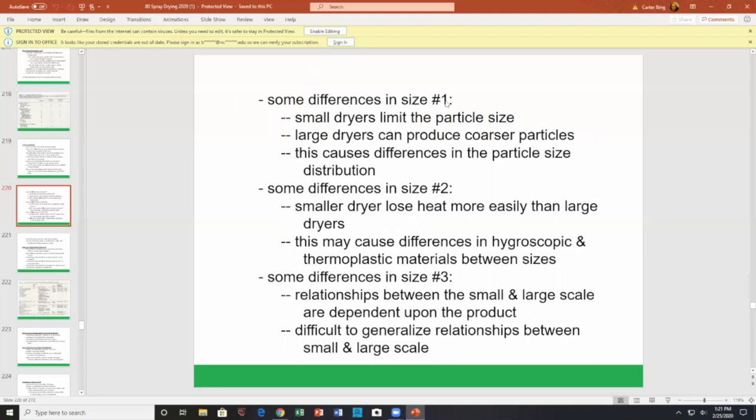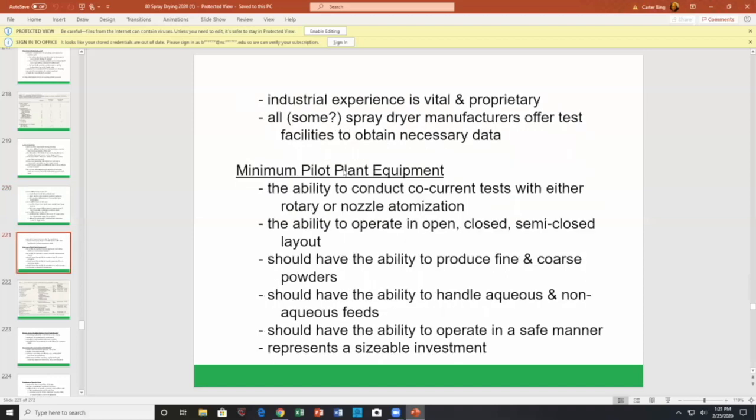Differences in size. Number one, small dryers limit particle size. Large dryers can produce coarse particles. There's a difference in particle size distribution. Difference number two, small dryers lose heat more readily than large dryers. This is what we were talking about. So you have differences in hygroscopic and thermoplastic materials. Difference number three, the relationship between small and large scale is dependent upon the product. Difficult to generalize relationships. Industrial experience is vital and proprietary. There you go. What's really funny about proprietary stuff is that it could be extremely important, or it could be worthless, but it's proprietary.